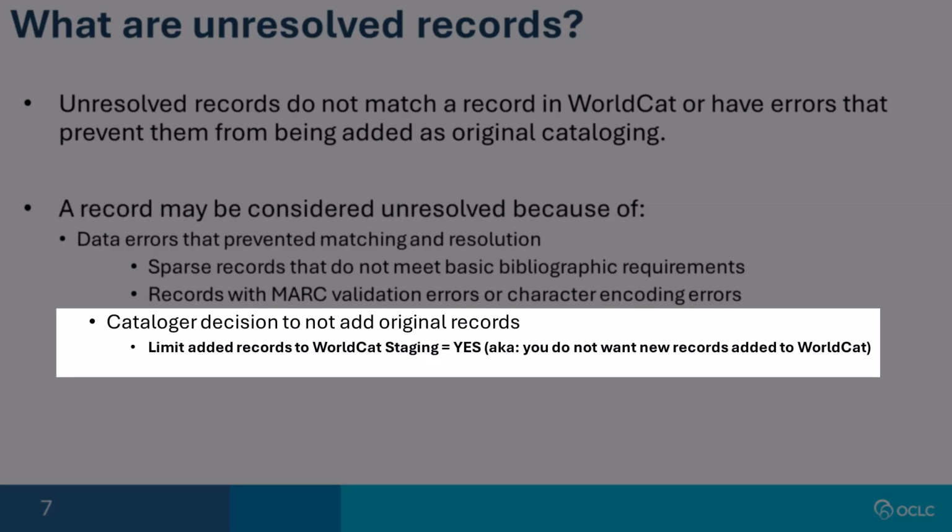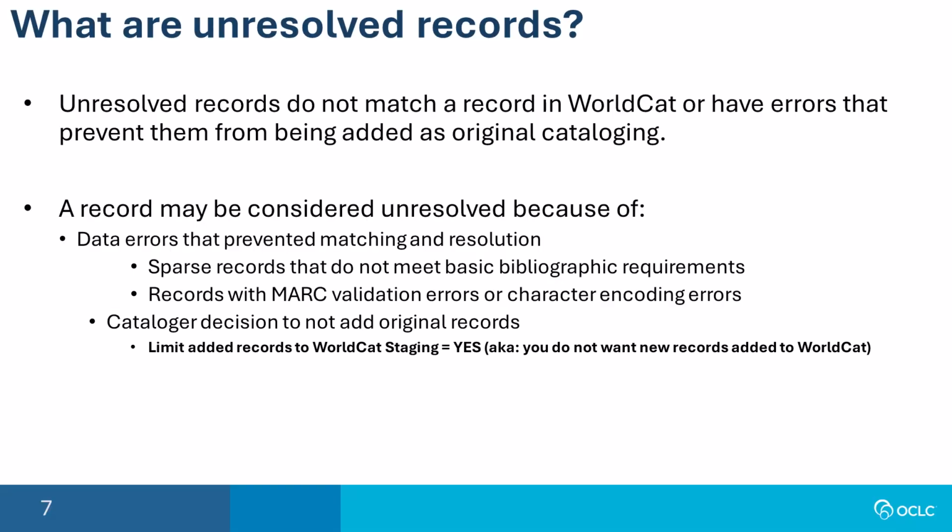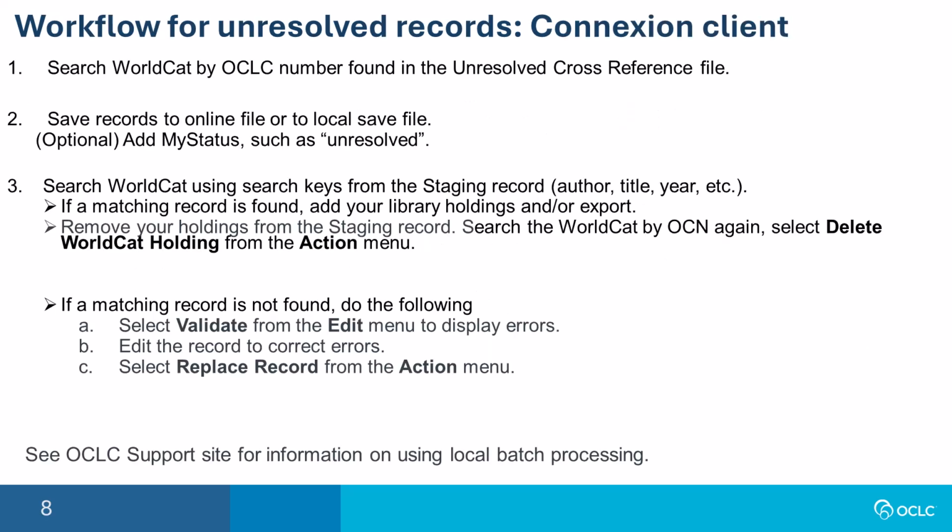If yes, for WorldCat staging was selected upon creating the collection, newly added records are placed in the WorldCat staging area. Although records in this area are assigned a provisional OCLC number, they are not indexed in WorldCat. Records found to be sparse or contain validation errors are added to WorldCat staging as an unresolved record, which can be processed by your library and are not visible by other library institutions. Processing unresolved records can be managed in Connection Client or WorldShare Record Manager.